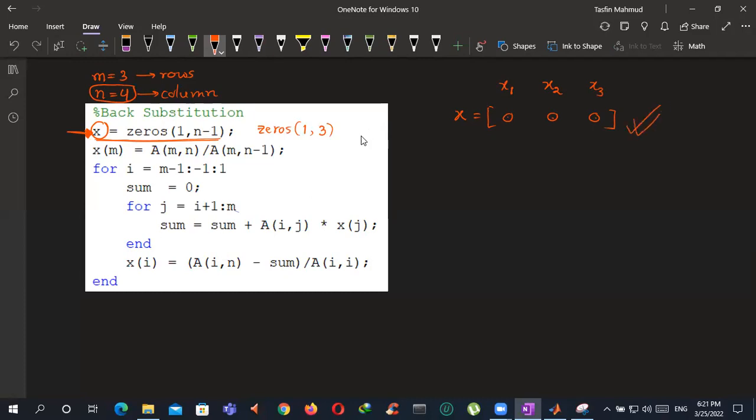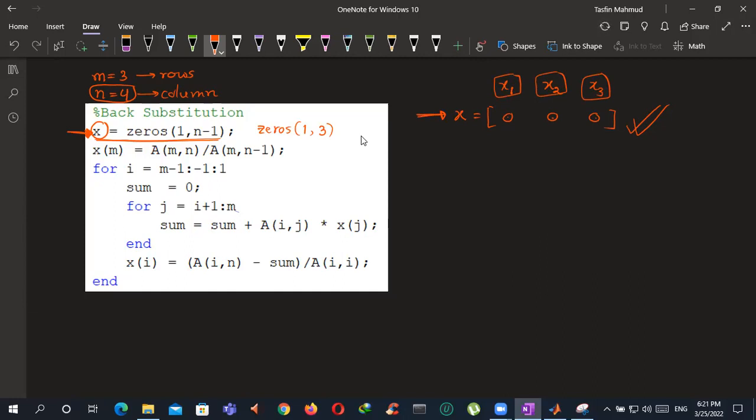So we are actually doing this: 1 row and 3 columns, and for each column we will update the values of x1, x2, x3. We will do this in the rest of the code. We'll calculate the values of x1, x2, and x3. We have initialized the variable vector, and then we will update the values.